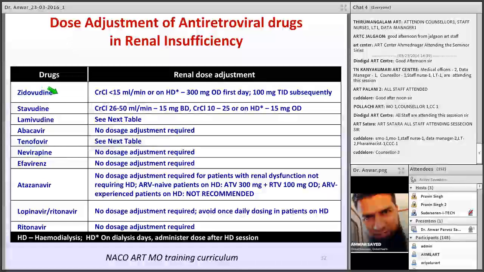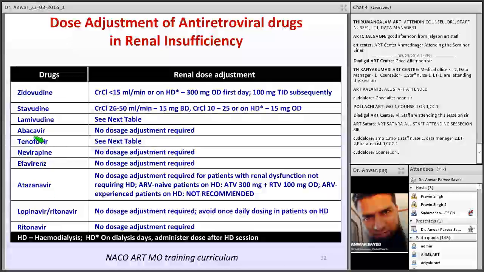So if you see here, if you want to use adjusted doses in renal insufficiency, zidovudine and stavudine require dose adjustments. But abacavir does not require any dose adjustment, so you can give it in the same dose. Nevirapine does not require dose adjustment. Efavirenz does not require dose adjustment. And even atazanavir, no dose adjustment is required for patients with renal dysfunction not requiring hemodialysis. Lopinavir again needs no dose adjustment, but avoid once daily dosing in patients on hemodialysis. And no dose adjustment is required for tenofovir as well, and ritonavir as well.